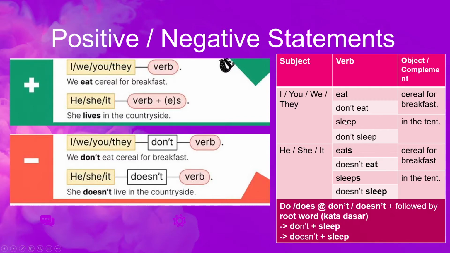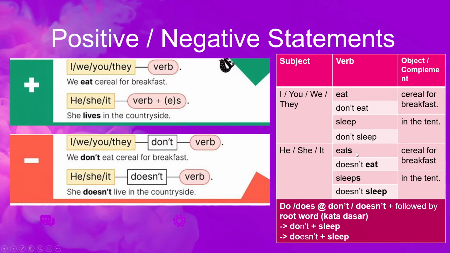So here is another example. Plural subject, eats cereal for breakfast. Sini plural, sini kita buang s. Don't eat, kita pakai don't, so dia kekal dalam kata dasar. Root word. Sleep, don't sleep. They don't sleep in the tent. Kita dah guna don't, so sleep kata dasar.